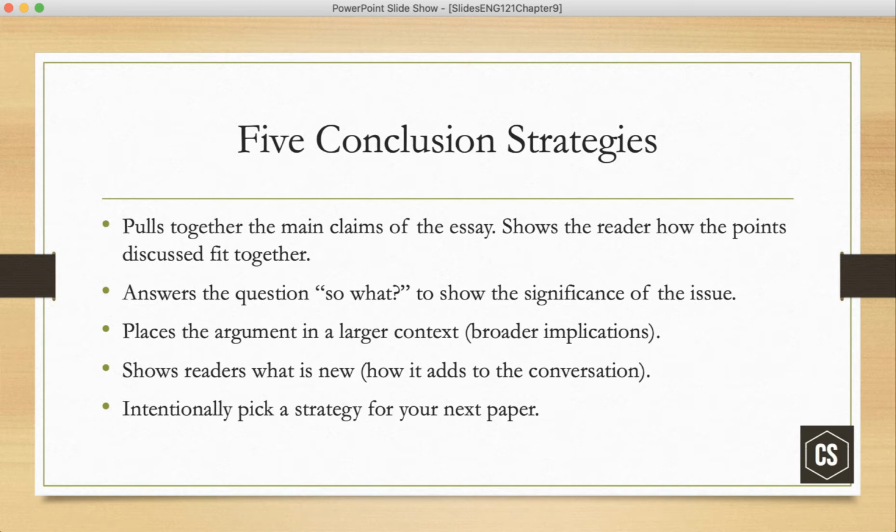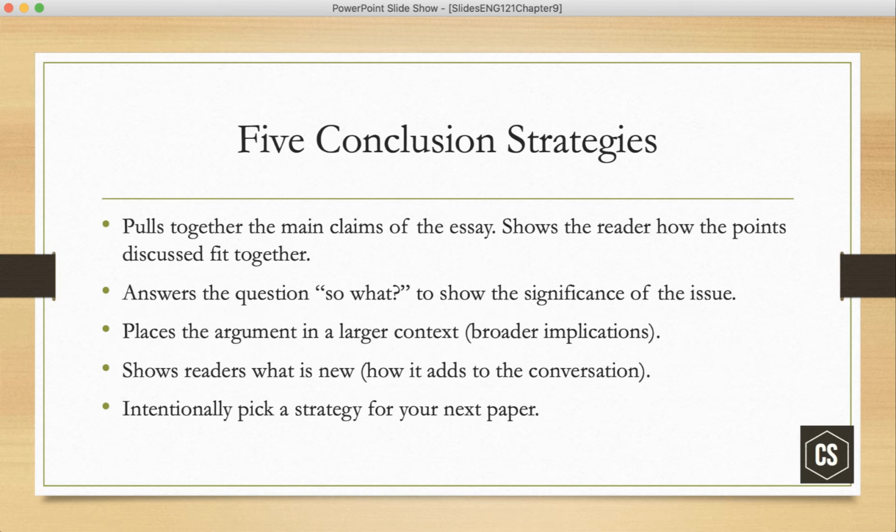It does pull together the main claims of the essay. It shows the reader how the points fit together. It should answer the question, so what, or show the significance of the issue you're discussing. And it should also place the argument in a larger context. So if we're talking about poverty at PPCC, what are the broader implications? We've talked a couple times in the semester. Most recent research says 14% of community college students are homeless. So what are the broader implications of that across the country? Your conclusion strategy should also show readers what is new or how it adds to the conversation.